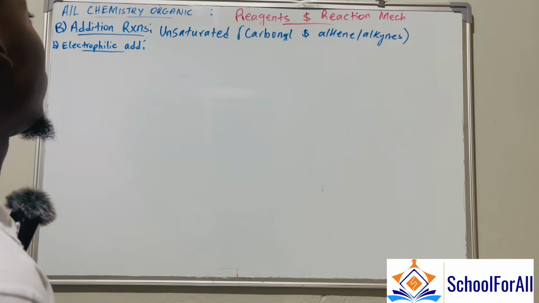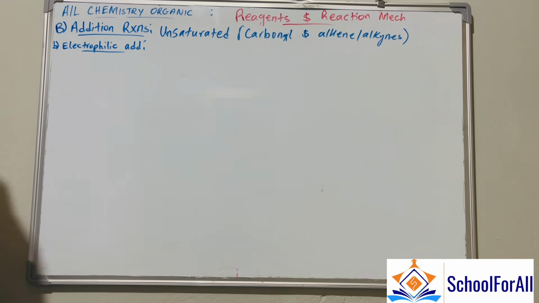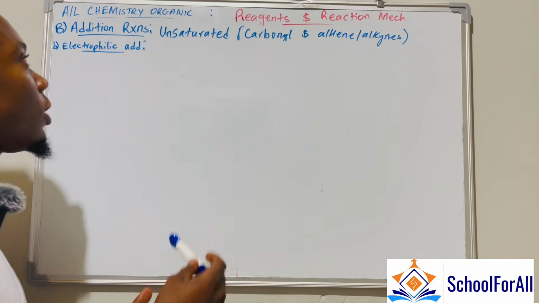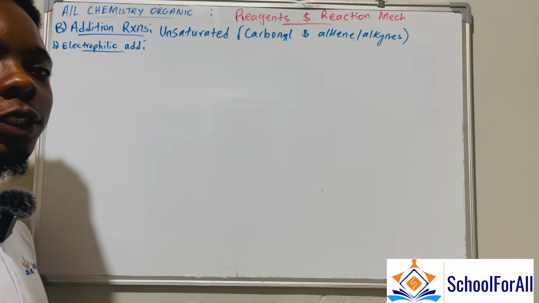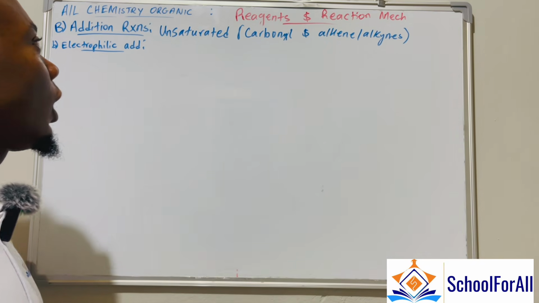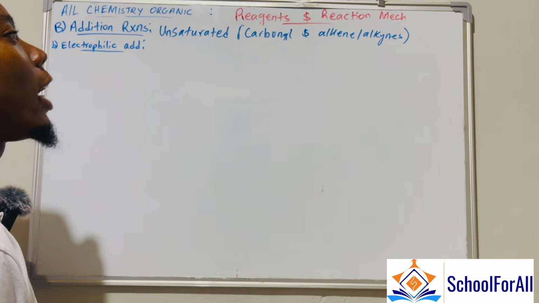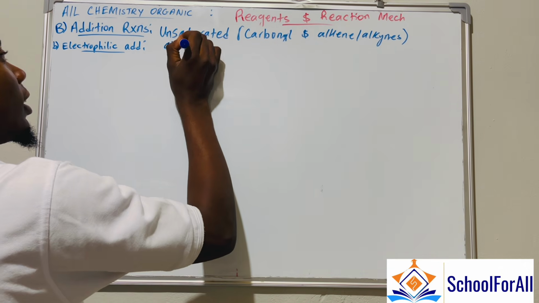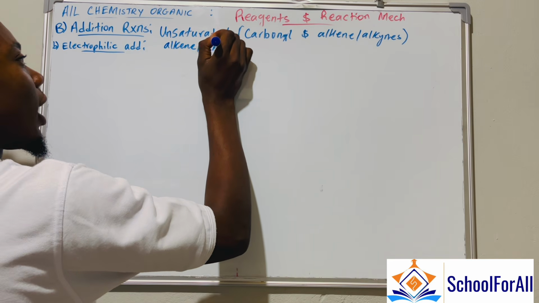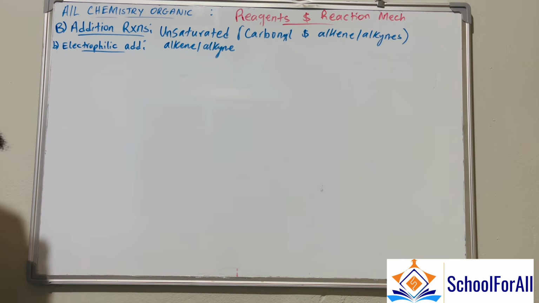Now we are entering into the electrophilic addition reaction. What's an electrophilic addition reaction? It is a reaction in which the first species to attack the multiple bond is an electrophile, or electron deficient species. It generally occurs in alkene and alkyne, that is unsaturated hydrocarbons. So when you perform an addition reaction, it is through the electrophilic addition mechanism.